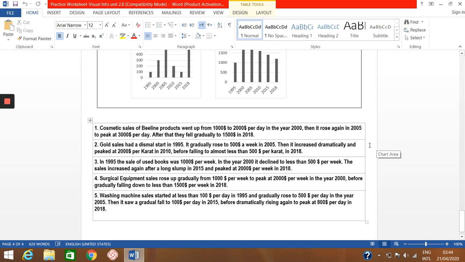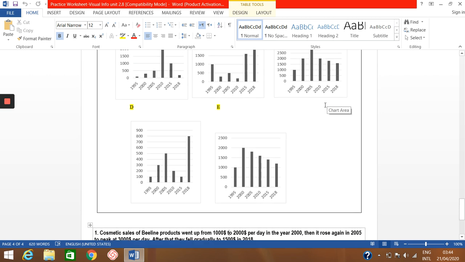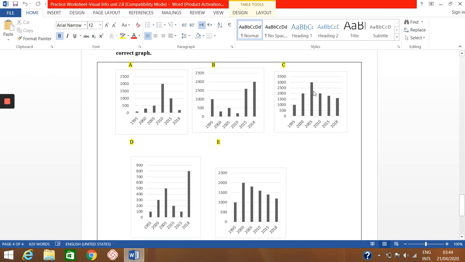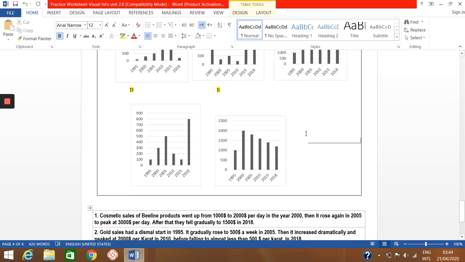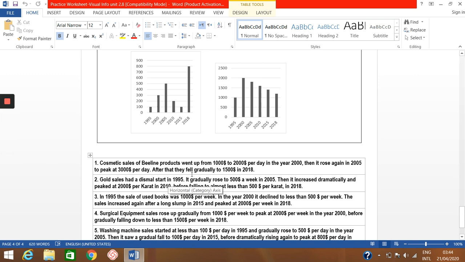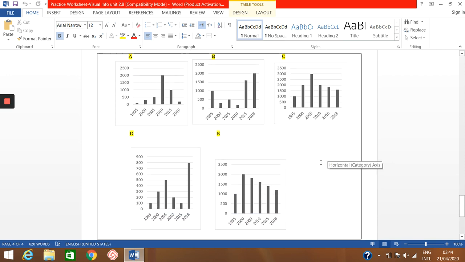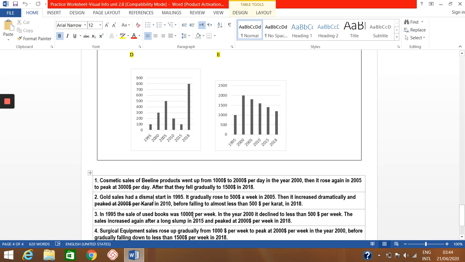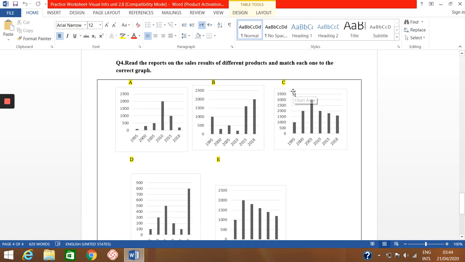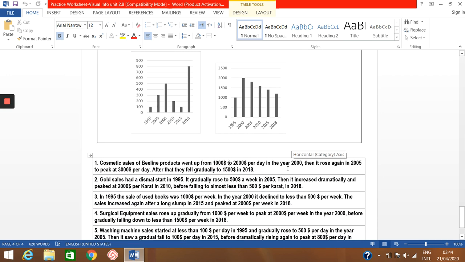In the year 2005? Yes, you're right. And after that, they fell gradually to 1,500 in the year 2018. Fell gradually. Yes, exactly. So according to the clues you have seen in report one, definitely we are describing chart C. So number one goes with C here. If you want to give an answer, you can simply write C or match it with C here.